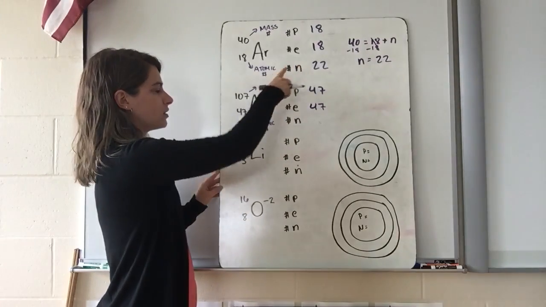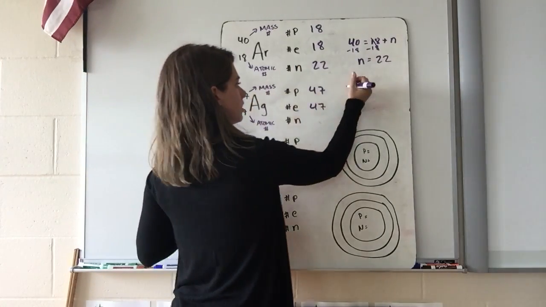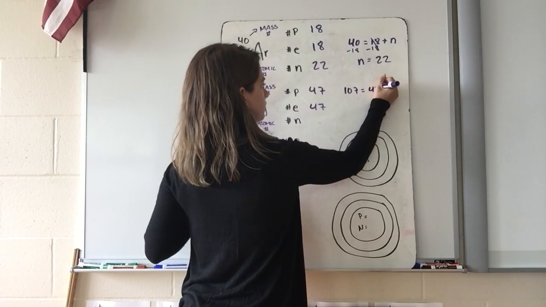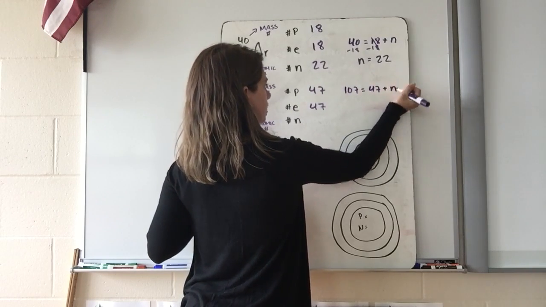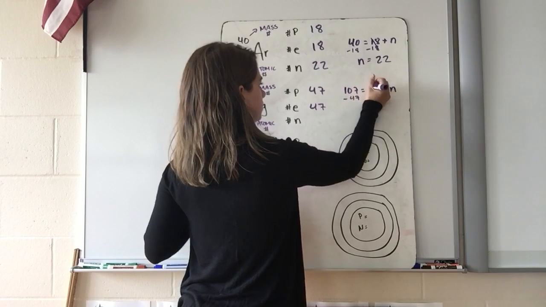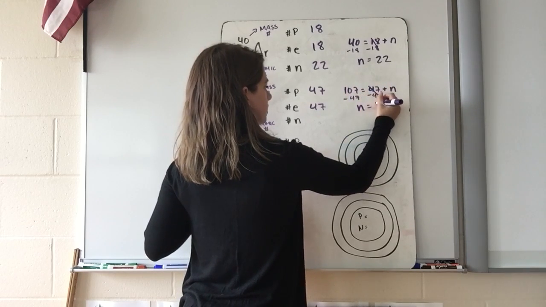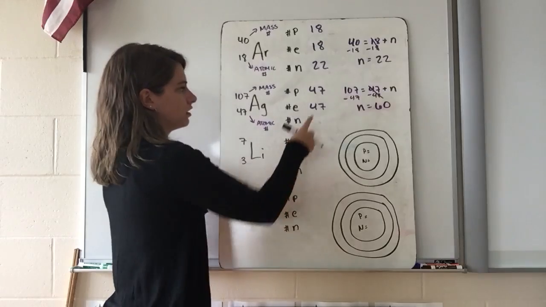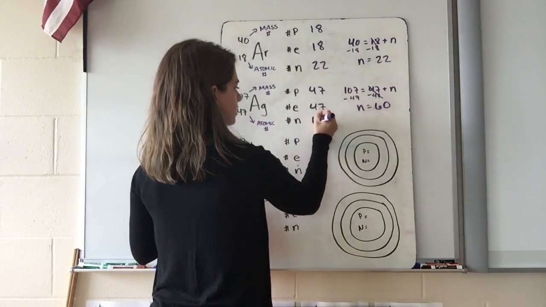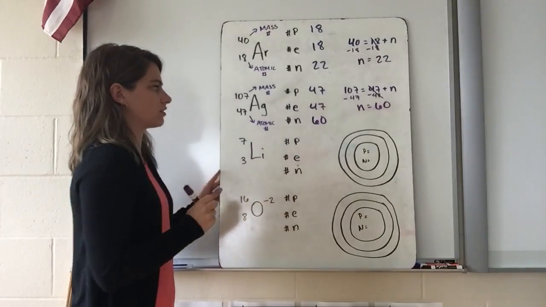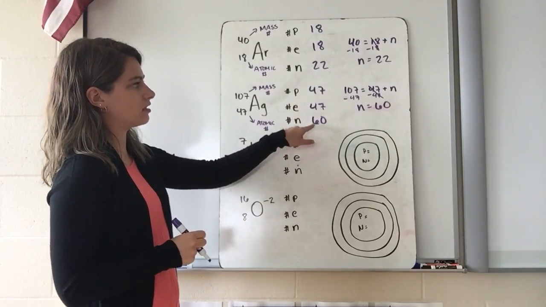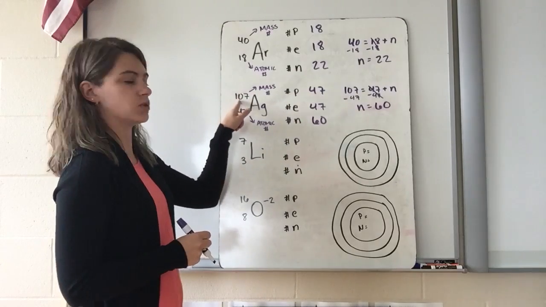And then again, same as we did up here, I'm going to take my mass number. So 107 equals my protons plus my neutrons. So if I subtract 47, my neutrons get me 60. So 107 minus 47 gets me 60. So I have 60 neutrons. Again, if I add these together, I should get my mass number. So 60 plus 47 equals 107.